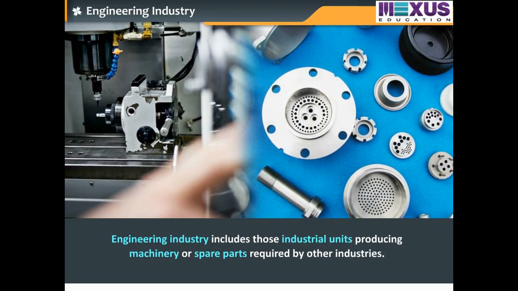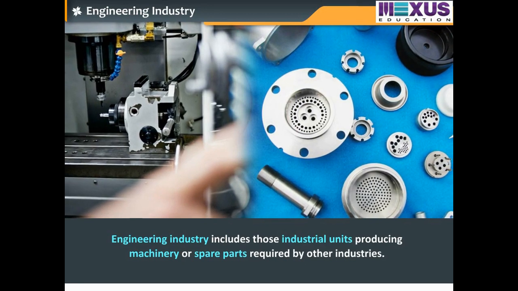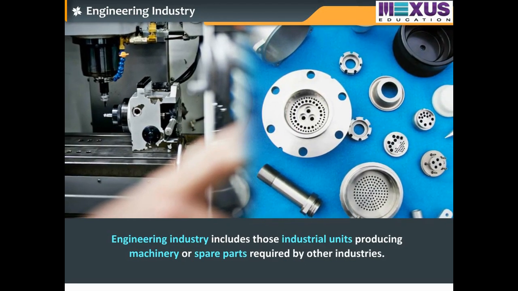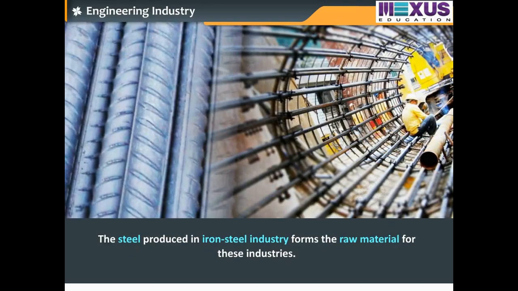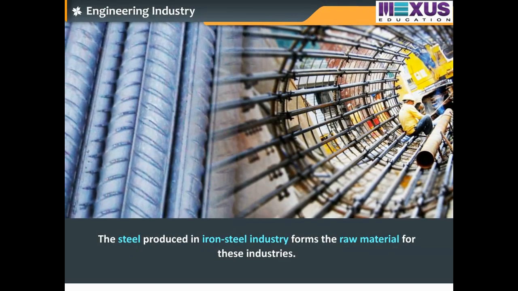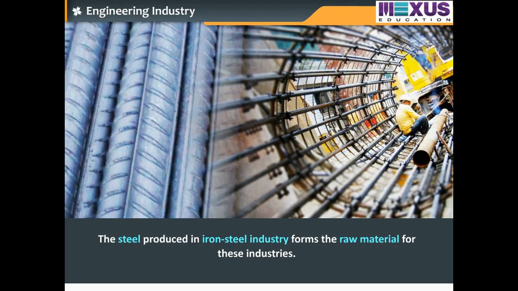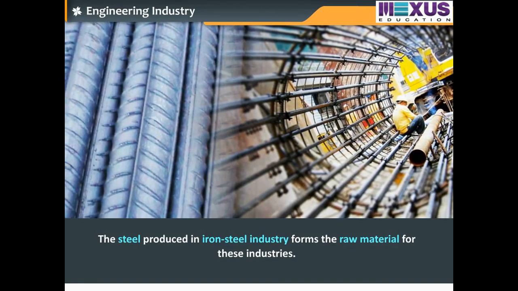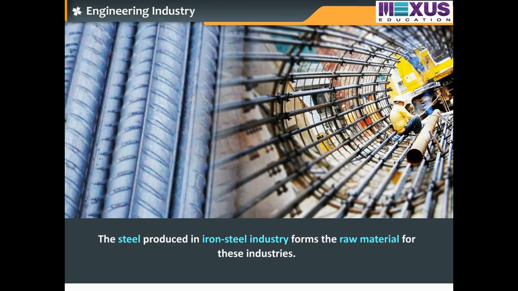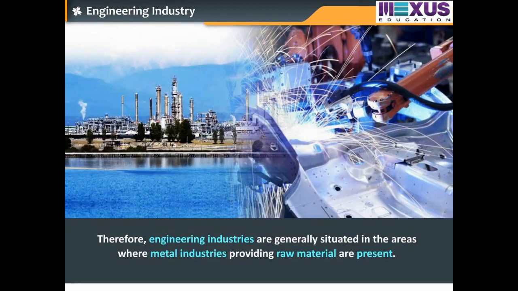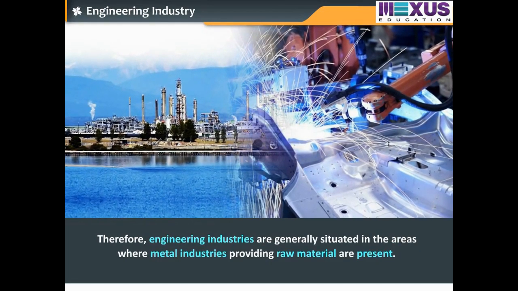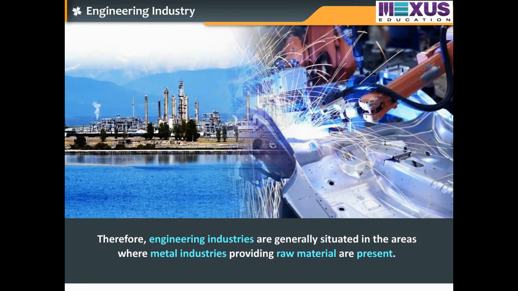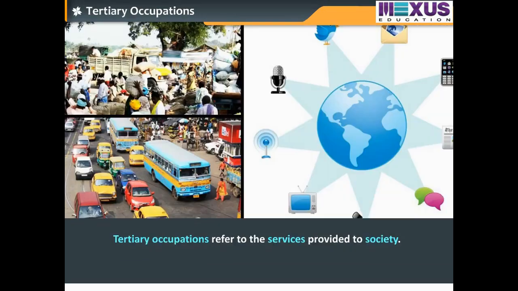Engineering industry includes those industrial units producing machinery or spare parts required by other industries. The steel produced in iron and steel industry forms the raw material for these industries. These are used for producing various machines. Therefore, engineering industries are generally situated in the areas where metal industries providing raw material are present.